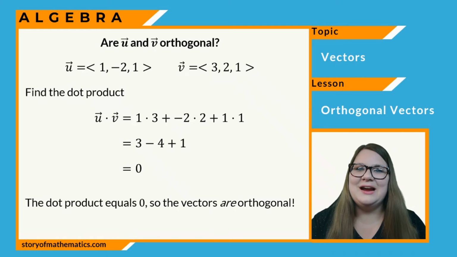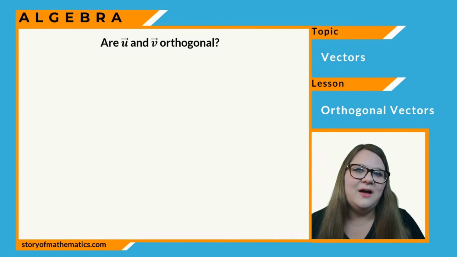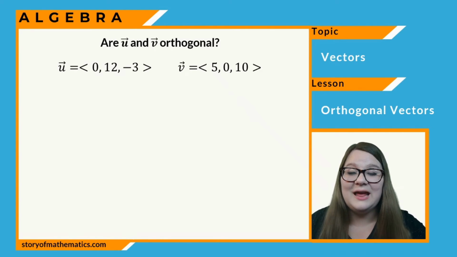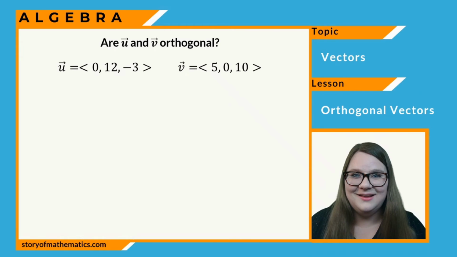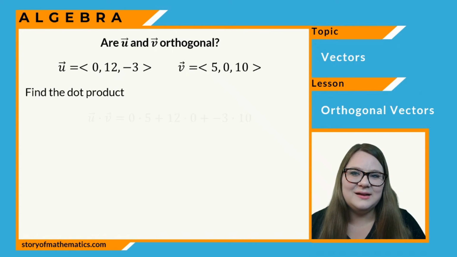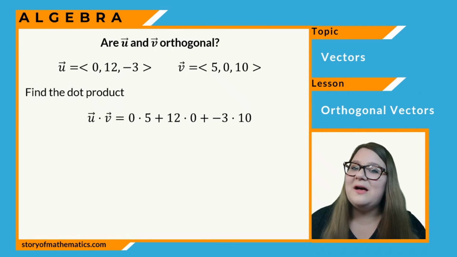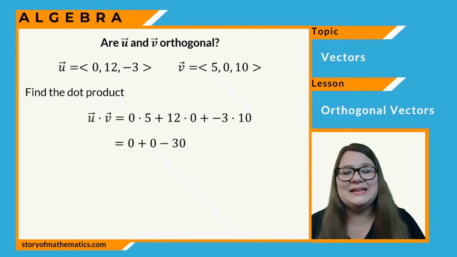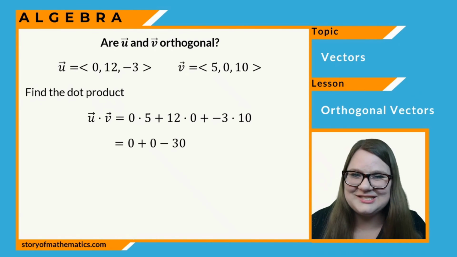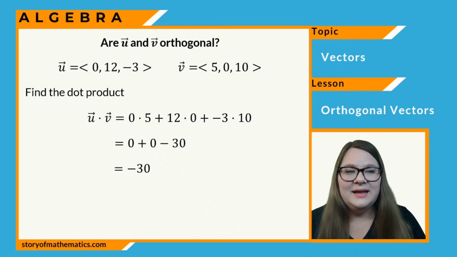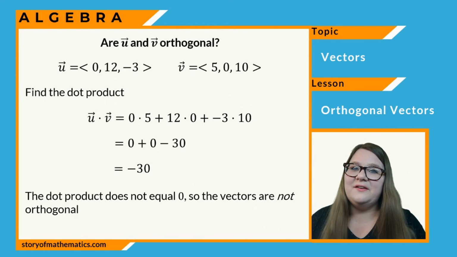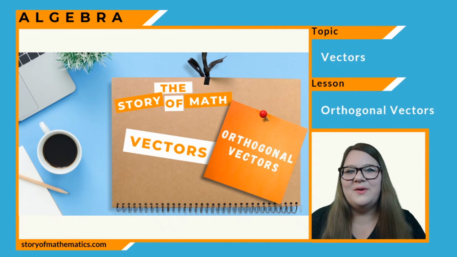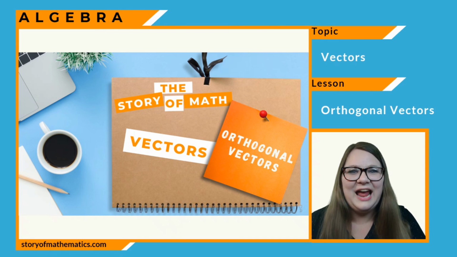All right, one more example. Let's see if we can tell if u and v are orthogonal when u is (0, 12, -3) and v is (5, 0, 10). In this case, when I do my dot product, I'm going to do 0 times 5 plus 12 times 0 plus -3 times 10. When I do that, I get 0 plus 0 minus 30, which is -30. Now, that does not equal 0. Therefore, we can say that these vectors are not orthogonal. And that's how you determine whether or not vectors make that 90-degree angle with one another.